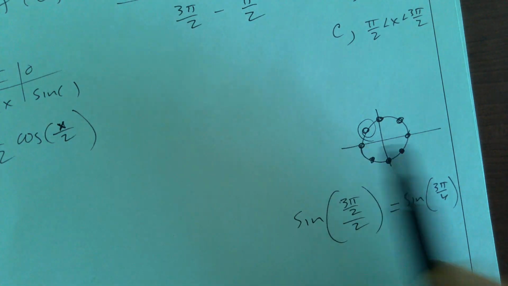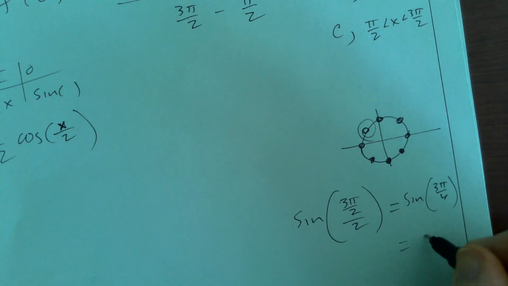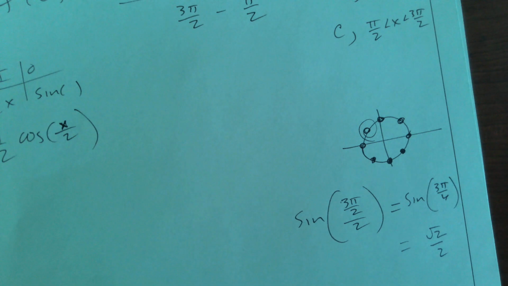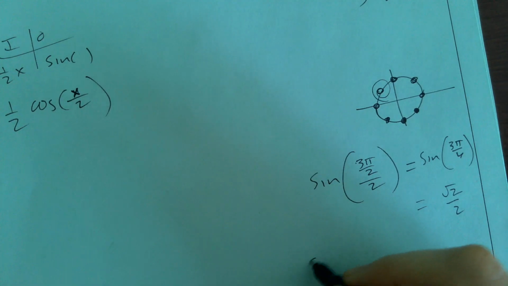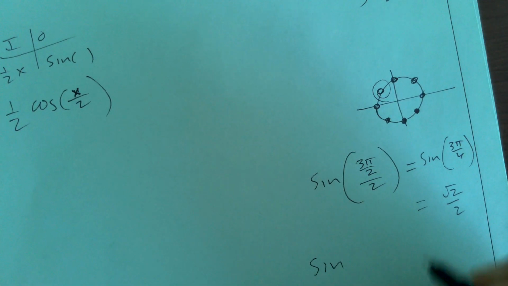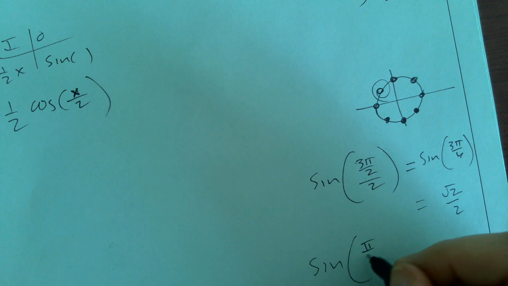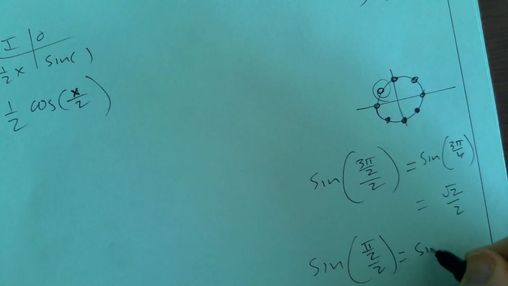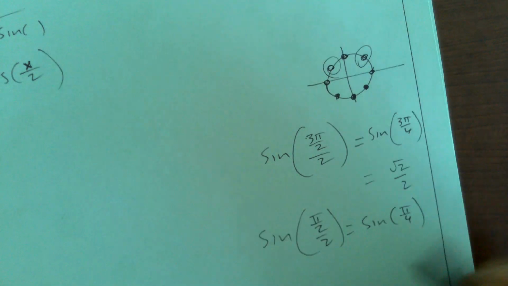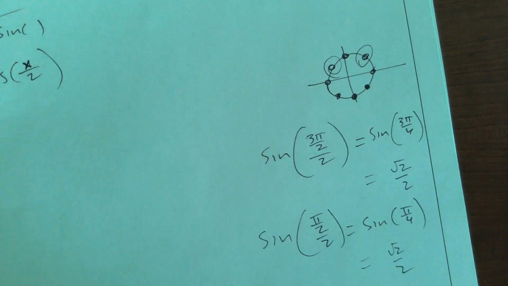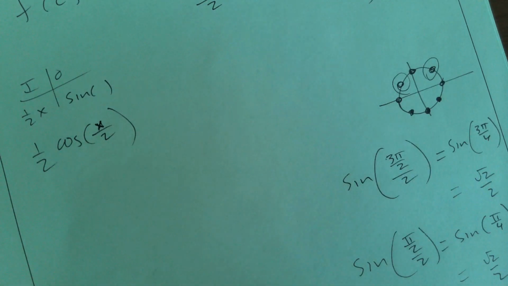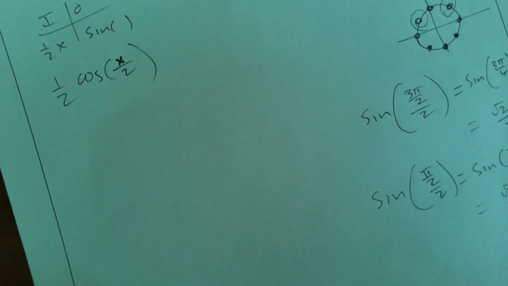What is the y-coordinate of that point? Because sine is the y-coordinate. The y-coordinate is radical 2 over 2. Okay, now I need to do sine of pi over 2 over 2. That's sine of pi over 4. So the y-coordinate of that one is radical 2 over 2. Oh, thank goodness. Because, guys, it looks like we're going to end up getting 0.